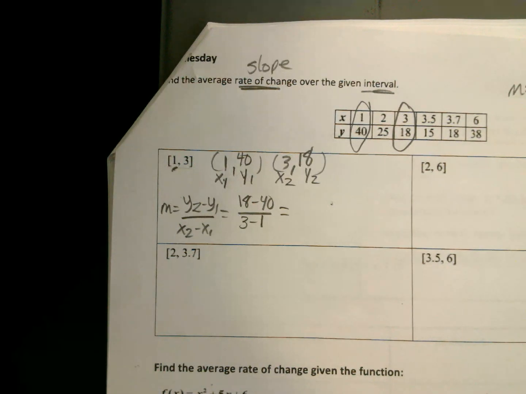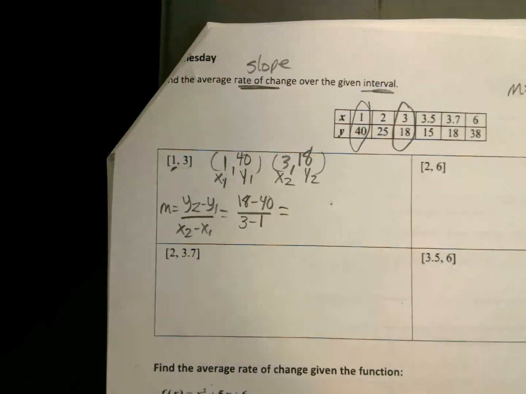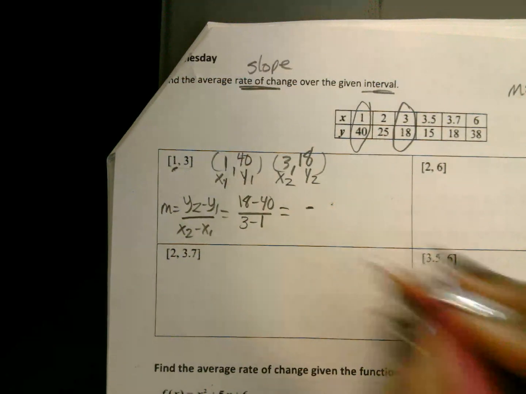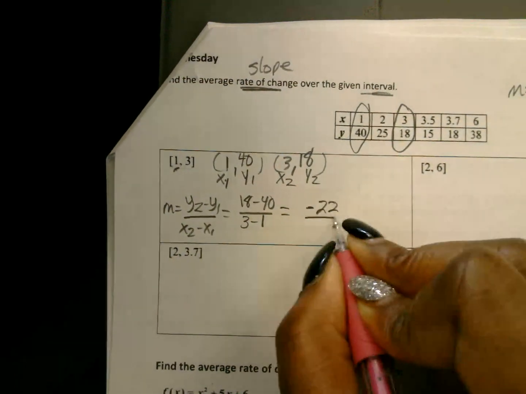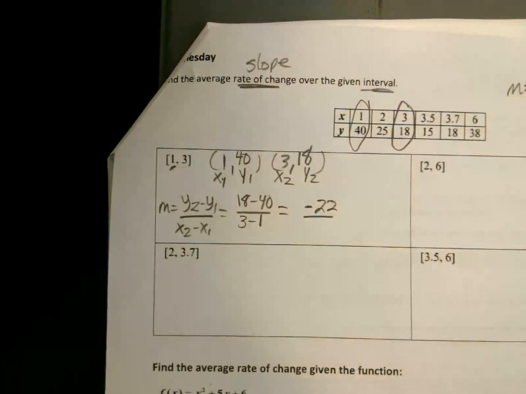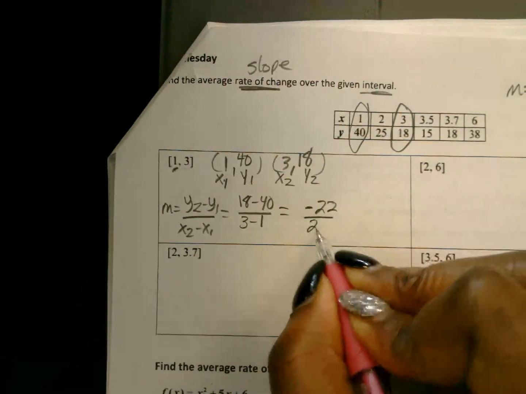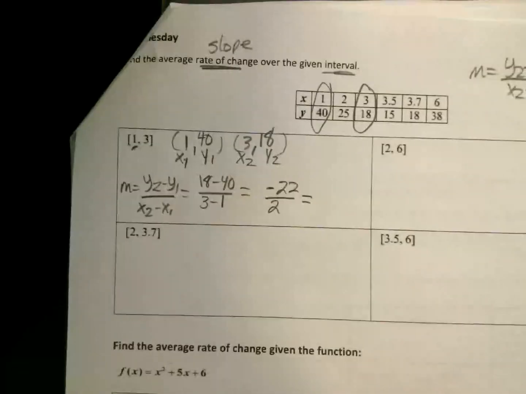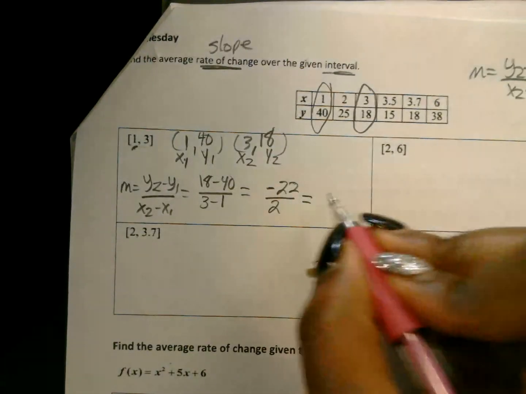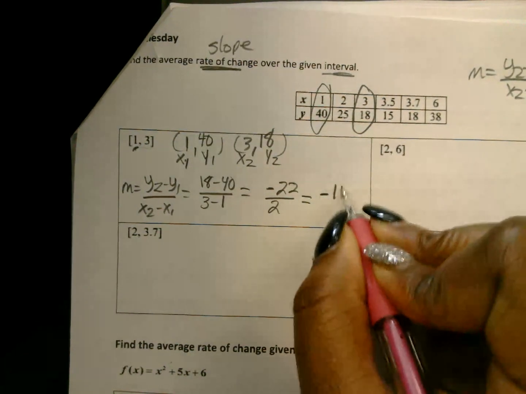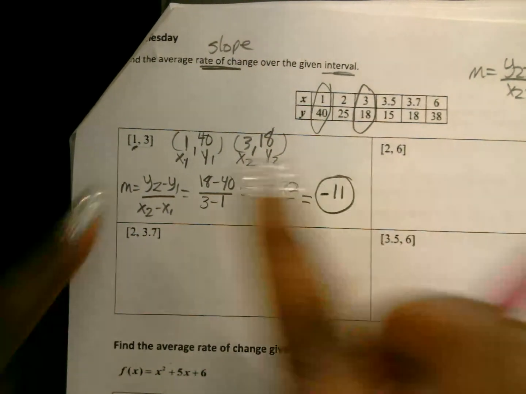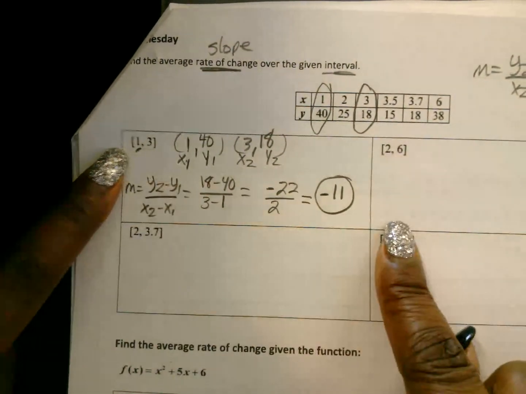What is 18 minus 40? That's going to be a negative what? Negative 22. What is 3 minus 1? That's positive what? 2. Let's reduce. Negative 22 divided by positive 2 is negative what? 11. So the slope between these two intervals is negative 11.